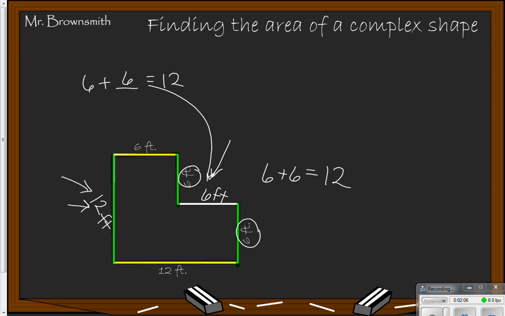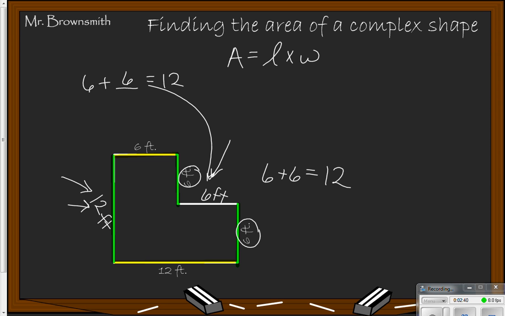Okay, so now that we've figured out the lengths of all the sides, what we do is see if we can create rectangles in here, because we know how to figure out the area of a rectangle. And that's the only thing that we know at this point in 4th grade. We know how to find area for a rectangle, and that's area equals length times width. So in order to use this, we have to figure out how to create rectangles out of here.